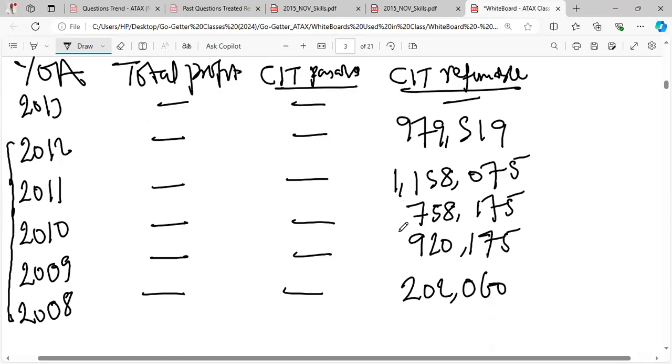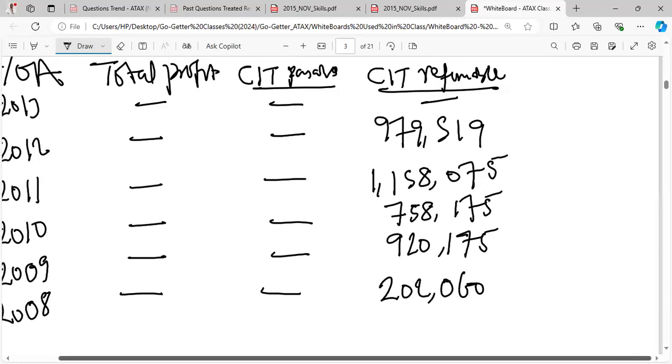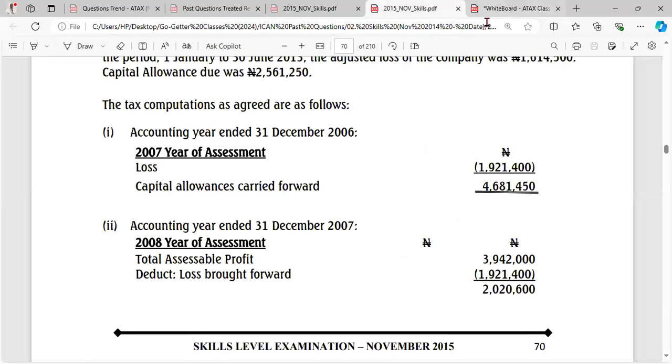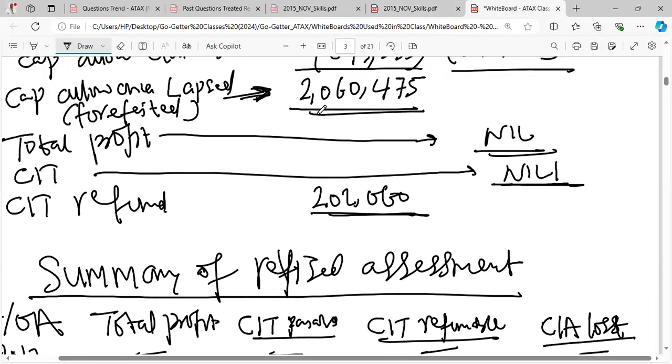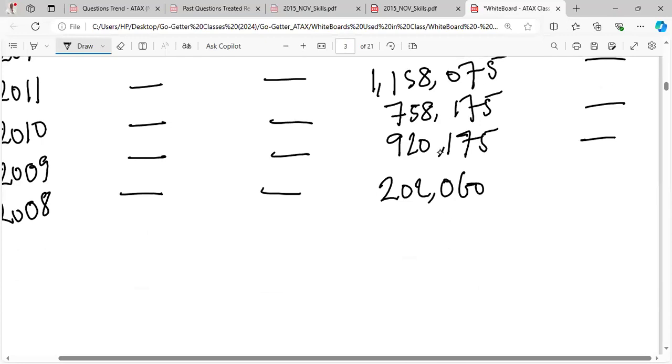So I can come here and say capital allowance lost, which is lapsed. When I get to this point here, how much did we calculate as lost? 2,060,475. So this is the capital allowance that was lost.